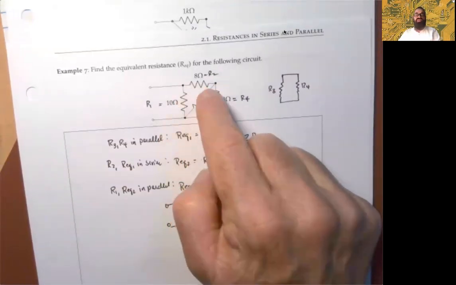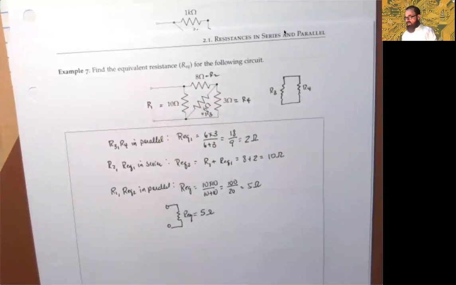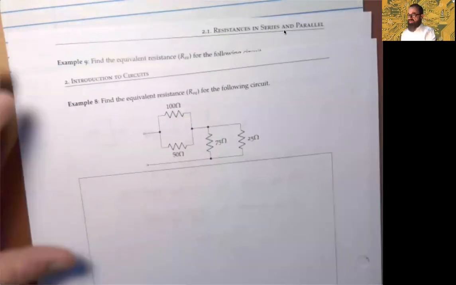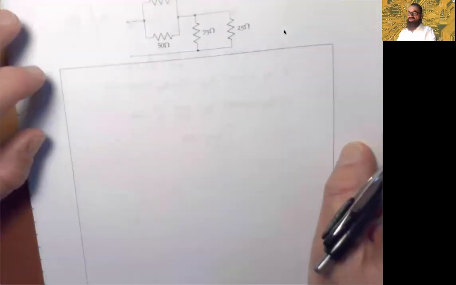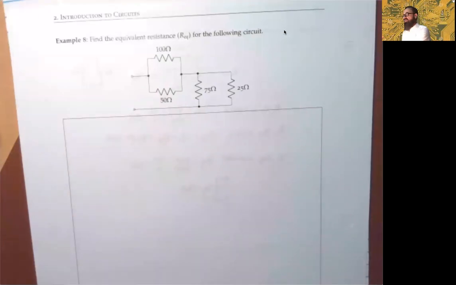That's interesting. This fairly complicated looking design is nothing more than a 5 ohm resistance between those two open terminals. Okay. All right, just 2 more examples, so we can make sure we're recognizing what we can see immediately from series and parallel.